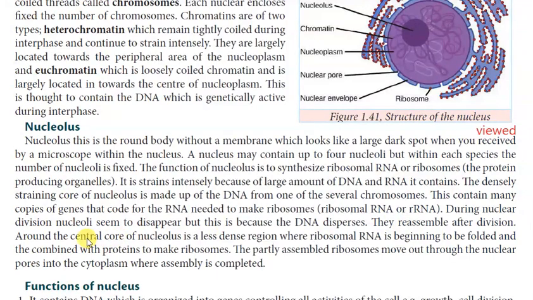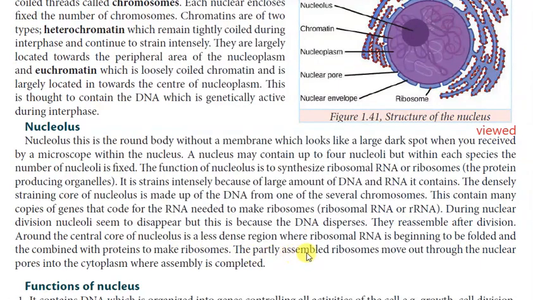Around the center core of the nucleolus is a less dense region where ribosomal RNA is beginning to be folded and then combined with protein to make ribosomes. So the ribosomal RNA is beginning to be folded. I'm not sure about this, I will confirm it later, but I think this is beginning to be formed. And then it is combined with protein to make the ribosomes.